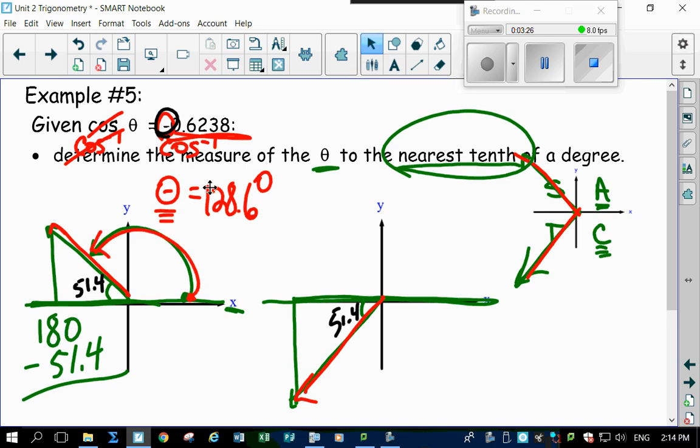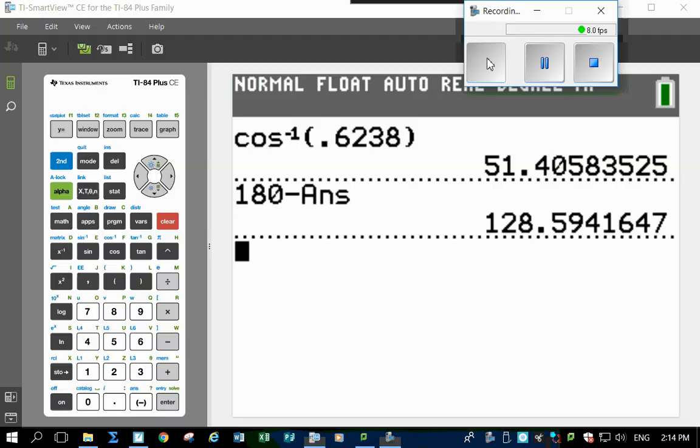Well, how about our last one? From here all the way around to here. Well, there's 180 degrees again, but now you've gone past it. How far past? 51.4 past. Okay. So I know to add 180 added to 51.4.